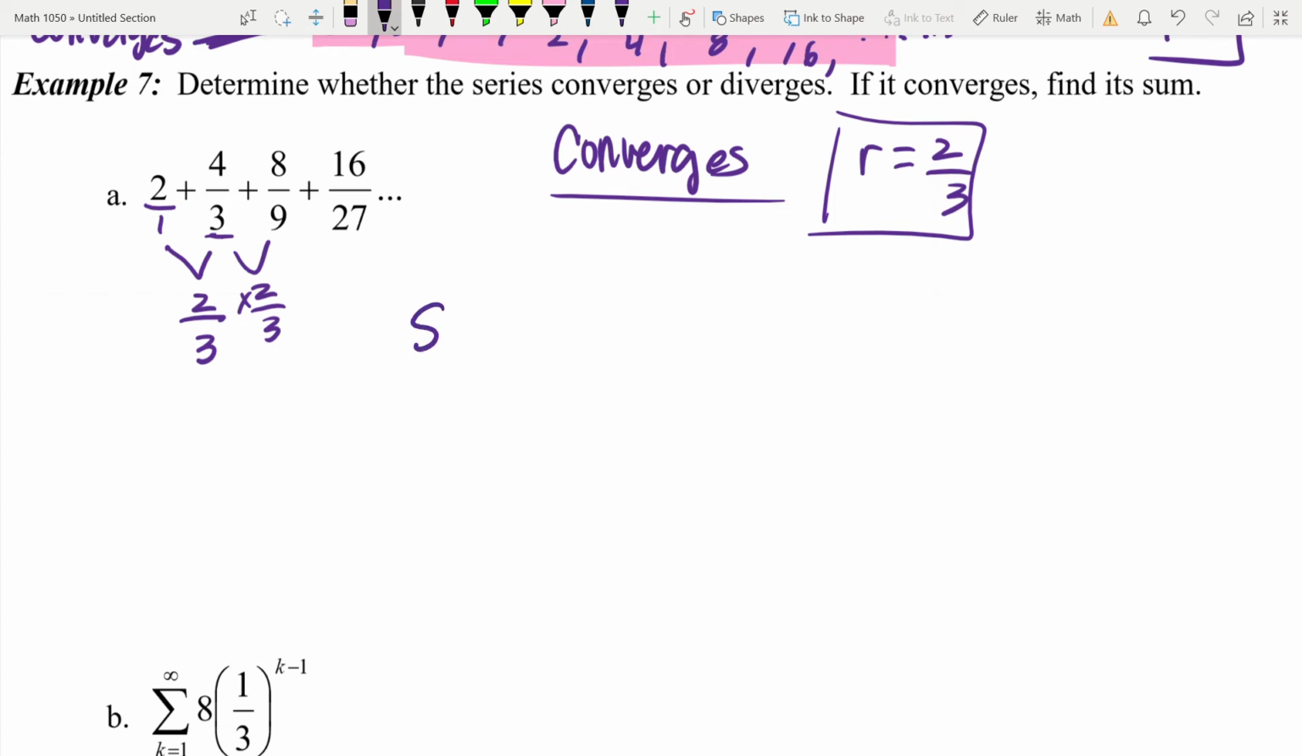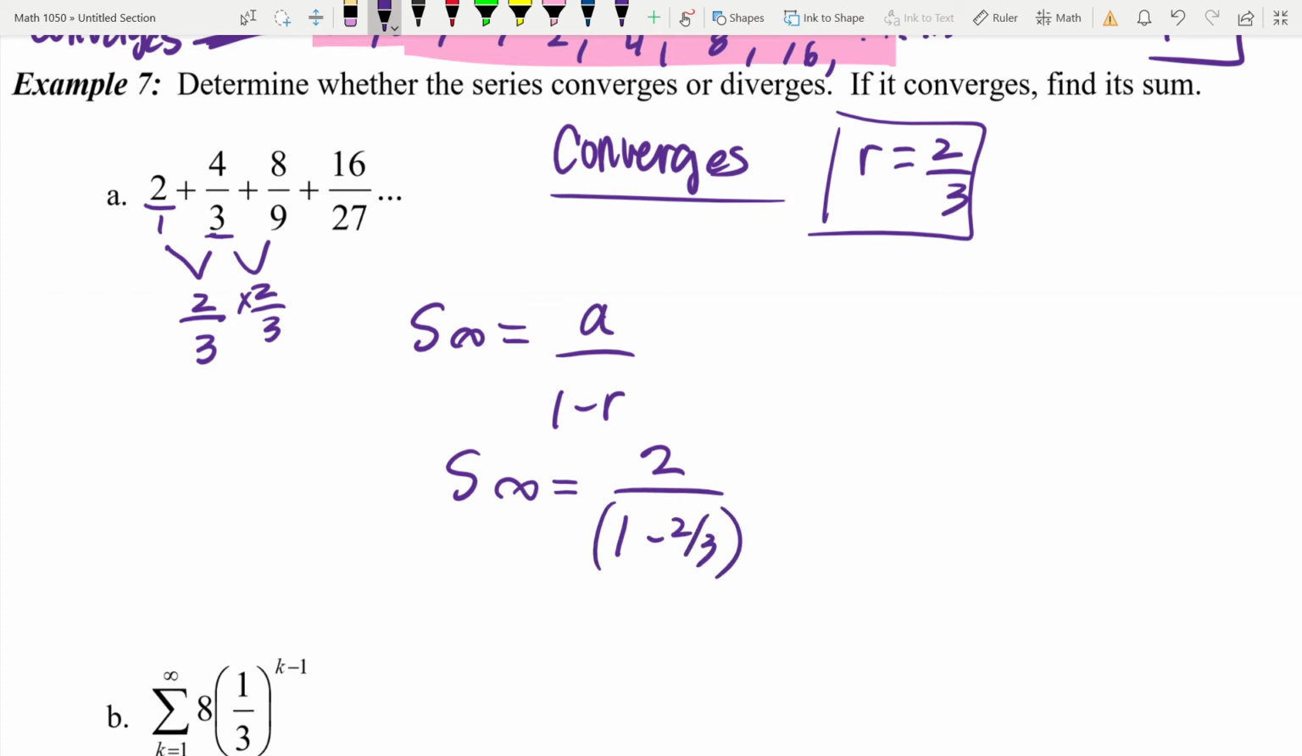So the formula is the sum of an infinite series is a over 1 minus r. How do I know this is even an infinite series, by the way? Dot, dot, dot. So it's a, which is 2, over 1 minus 2/3. Put parentheses around the bottom, and let's just stick it right in. Everybody go 2 divided by parentheses, 1 minus 2 divided by 3, close it off, hit enter. I get an answer of 6, and I'm done.